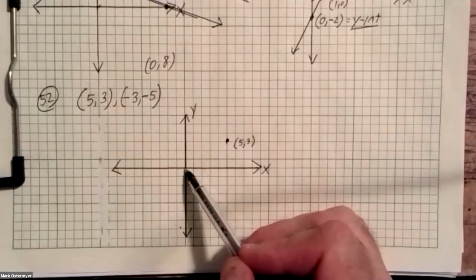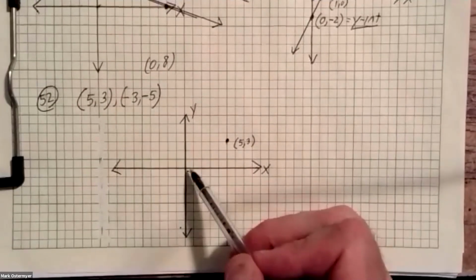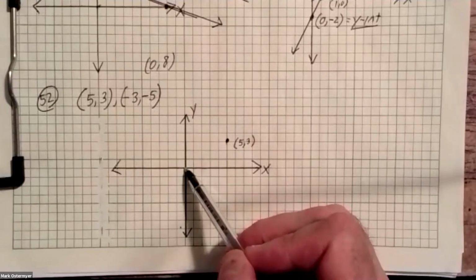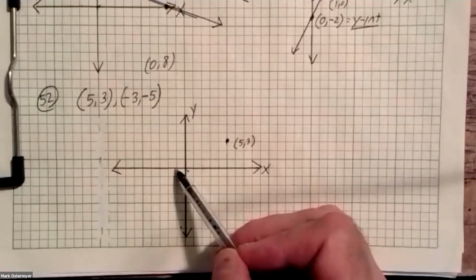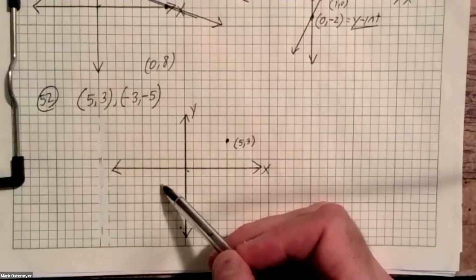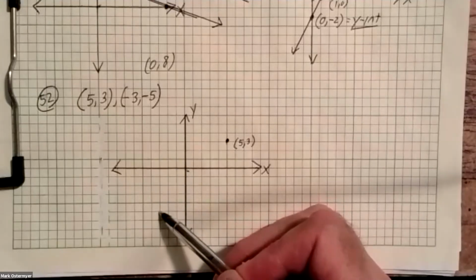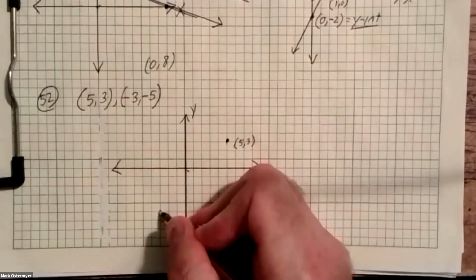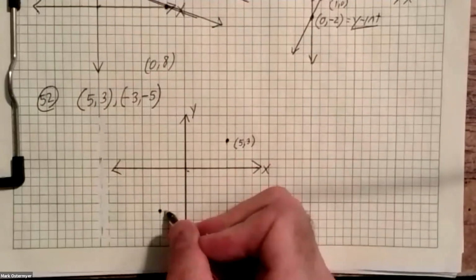Start at the origin, and how do I move? -3, -5. To the left 3, down 5. -1, -2, -3. Now down 5. -1, -2, -3, -4, -5. Right there. There's the point -3, -5.